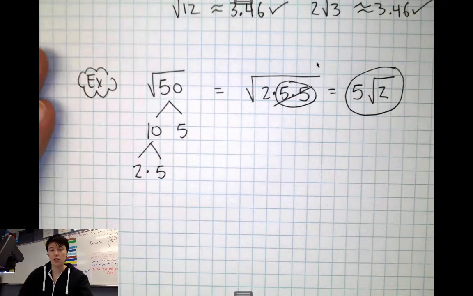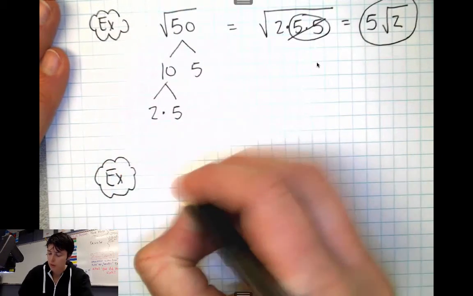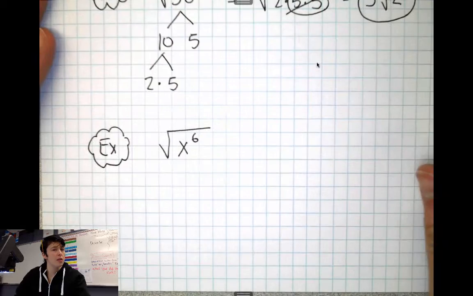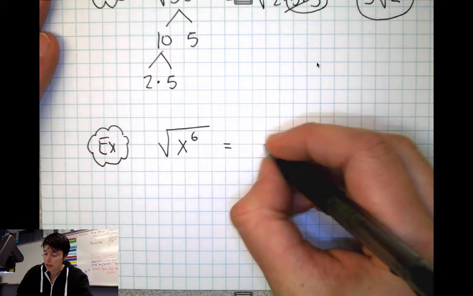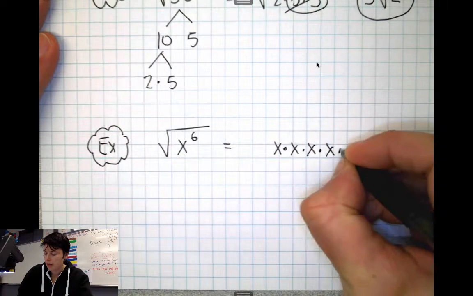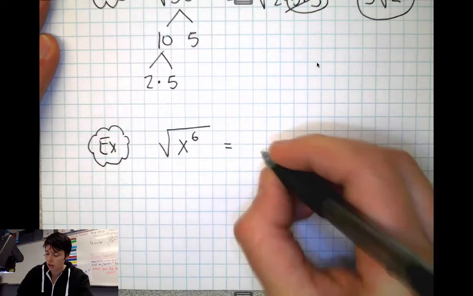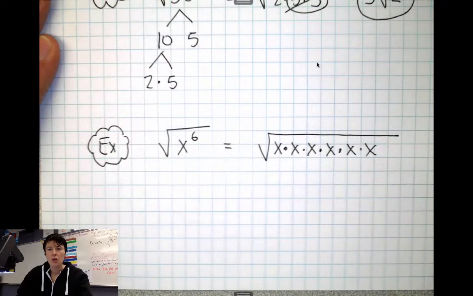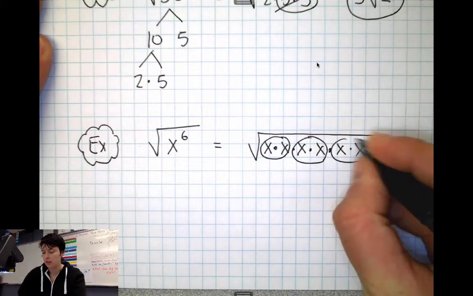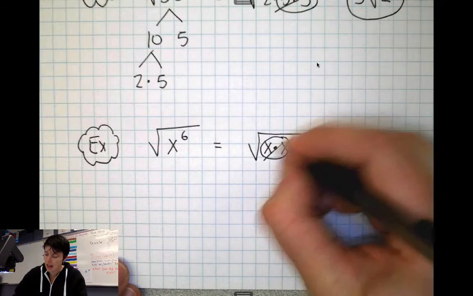So now let's throw some variables in there. Let's say, for the next example, we have the square root of x to the 6th power. Okay, so think about what x to the 6th power means. That means I have x times x times x times x times x times x. 1, 2, 3, 4, 5, 6 x's being multiplied together, all in the square root. Well, every pair of x's makes a perfect square. These are x squareds. X squared, x squared, x squared. And every time there's a perfect square, I can take it out of the radical.